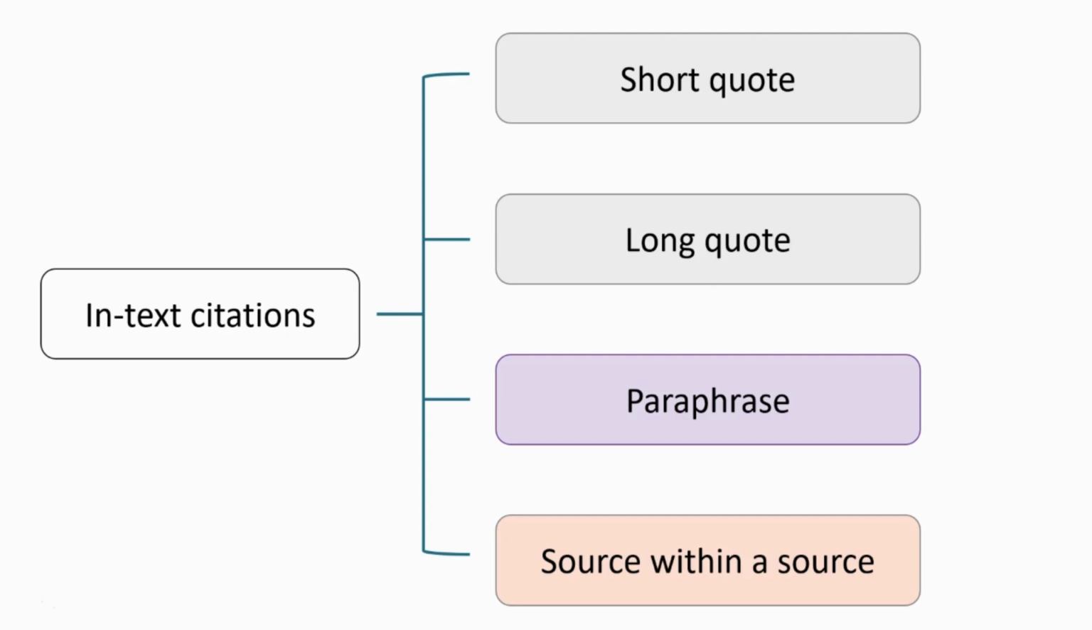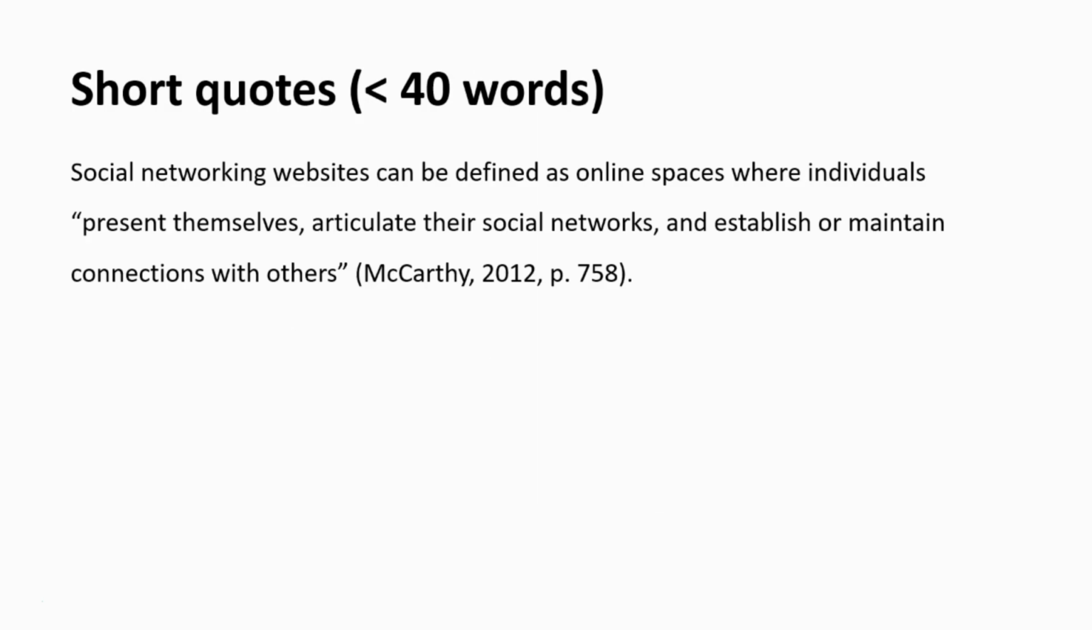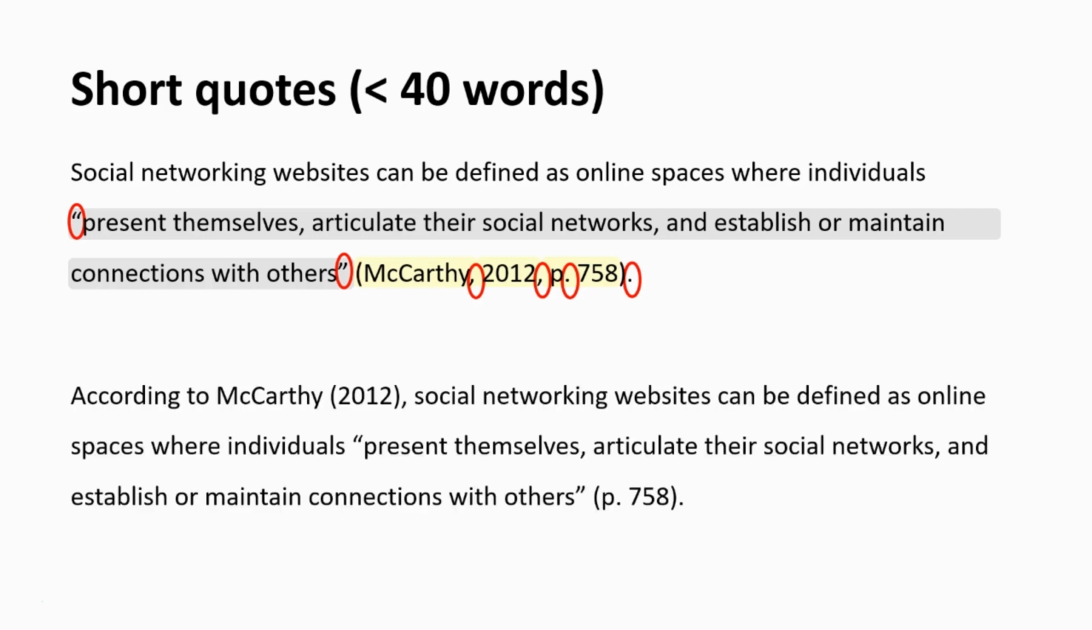APA has different ways of creating in-text citations. Short quotes have less than 40 words. From the original, copy the exact words and put them inside double quotation marks. Then give the author's surname, year of publication, and the page number where the words are from. This information is in brackets. Notice the commas and the full stop inside the brackets. Each one is followed by a space. A full stop ends the sentence. If you put the author first, you can put the page number after the quote.